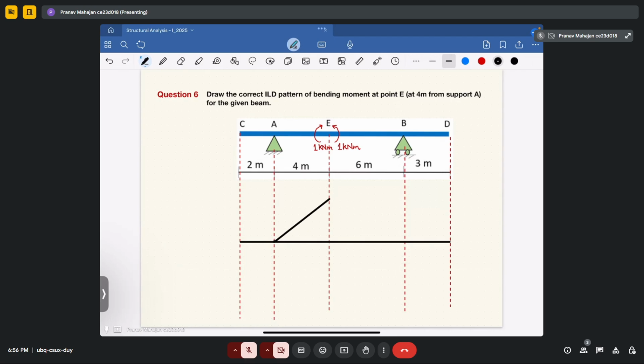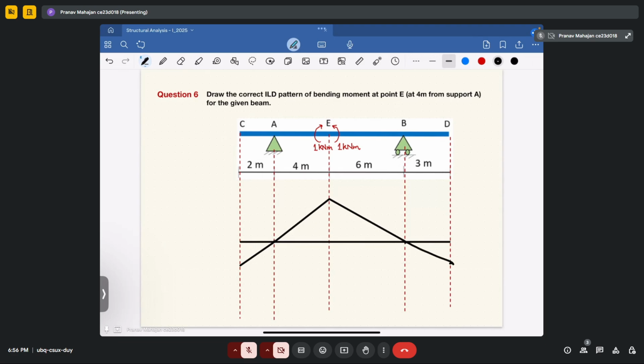It will be like this. Now again at point B, your bending moment will be 0. Okay, so it will be like this, and this can't stop like this abruptly. That means it will extend in the overhanging portion of the beam also. If I extend this line, it will be like this.